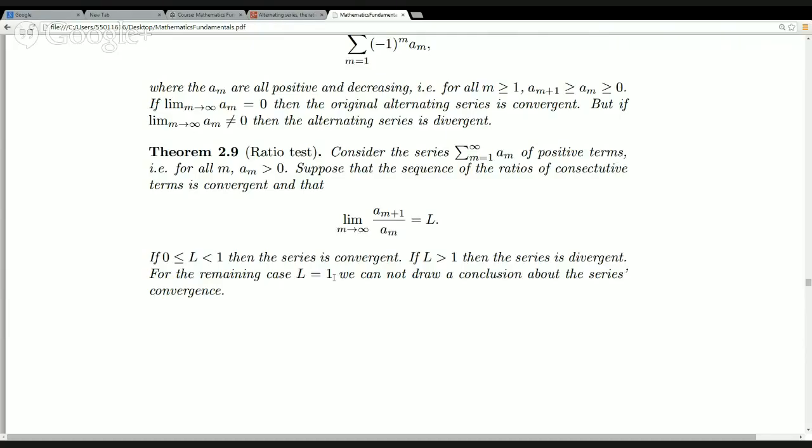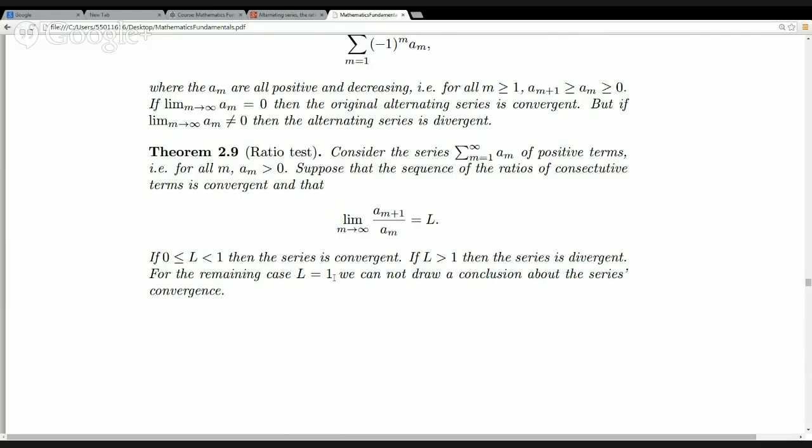In this case, where this limit L exists, this series, the sum of a_m, will converge or diverge like the geometric series with common ratio L, respectively. When L is strictly less than 1, it'll converge, and when L is strictly greater than 1, it'll diverge. Okay, as is stated precisely there in the statement of the test.